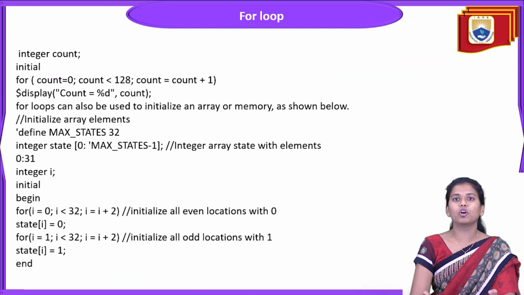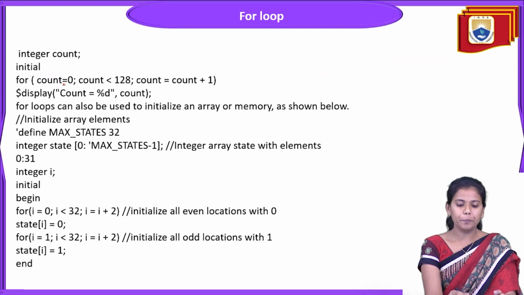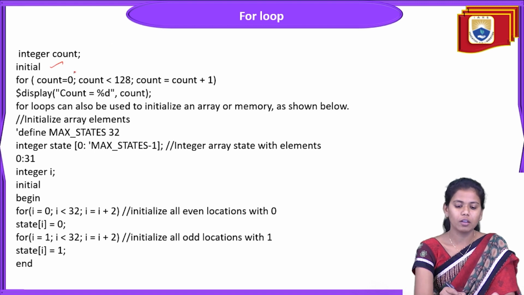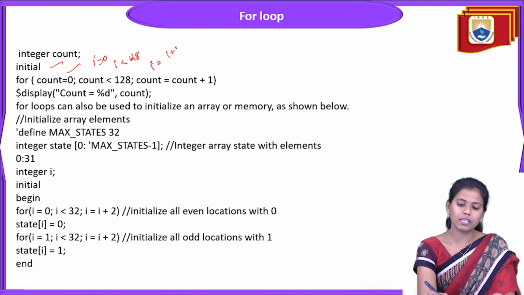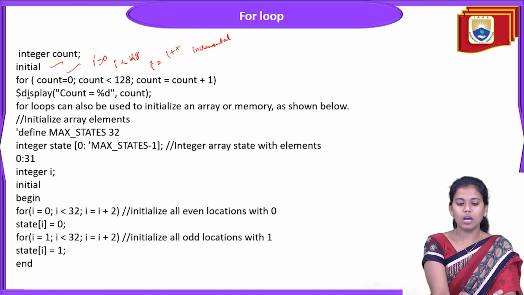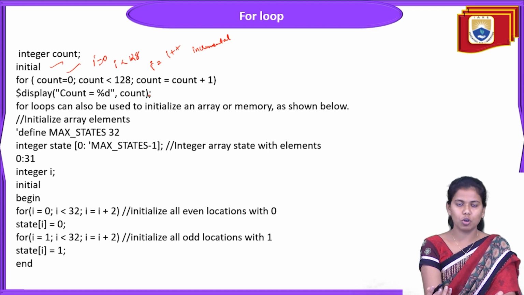So this is an example of integer count. Here, initially count i is equal to 0, that is count i equals 0, and count i less than 128, as I need to count 128 bits, and then i equals i plus plus. So here I am doing incremental. Now I want to display. How can I display? Count, %d, count.